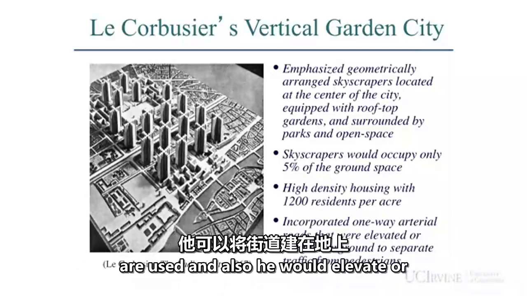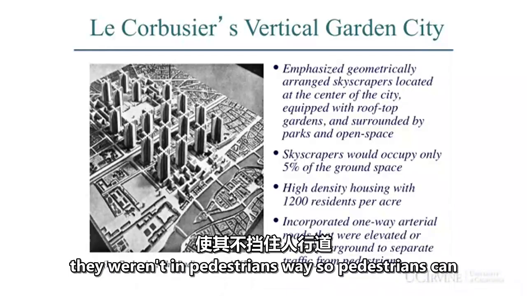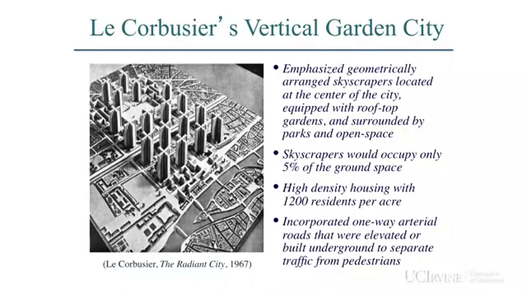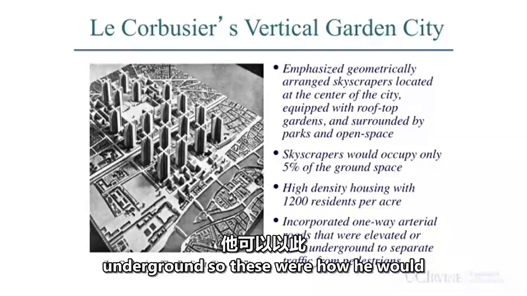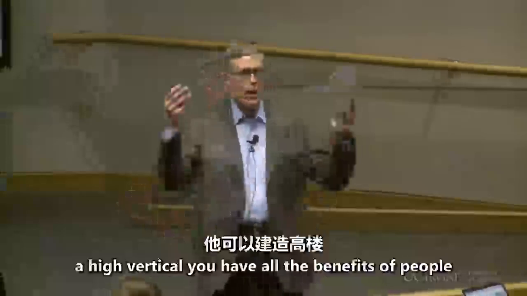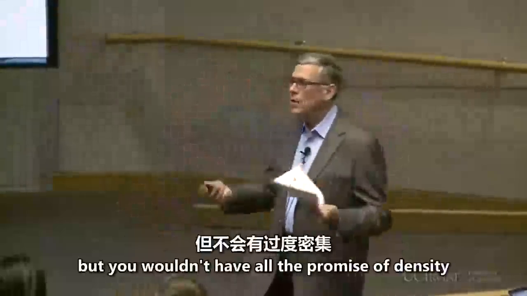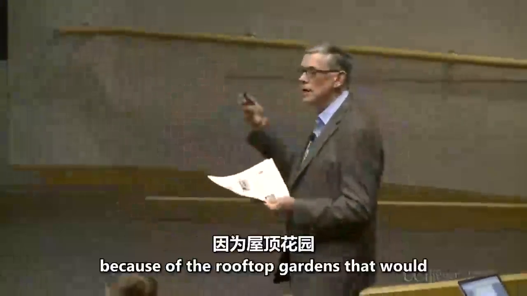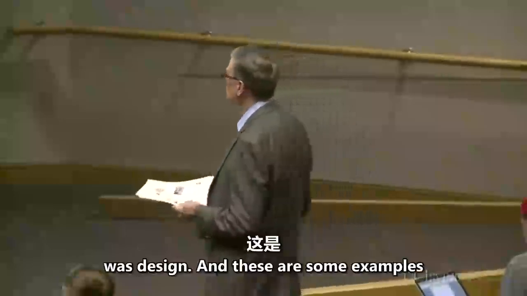And also he would elevate or build the streets underground so that they weren't in pedestrians' way. So pedestrians could walk around in here because the streets were either elevated or underground. So these were how he would take the edge off of high density. He would build high, vertical. You'd have all the benefits of people being clustered together, high culture, but you wouldn't have all the problems of density because of the rooftop gardens that would take some of the pressure off and the way the street system was designed.